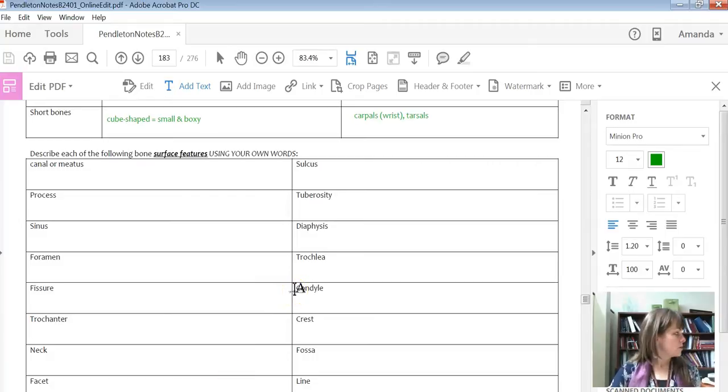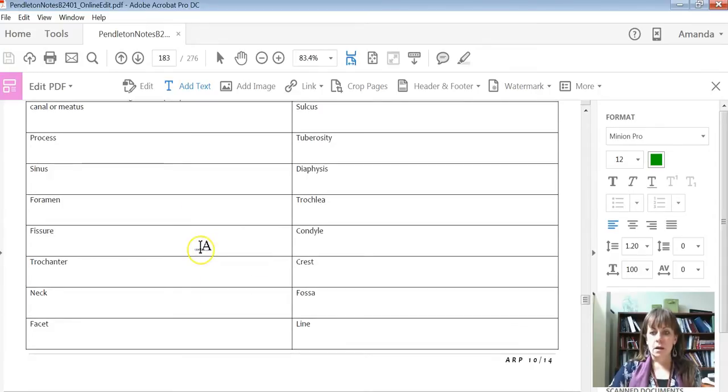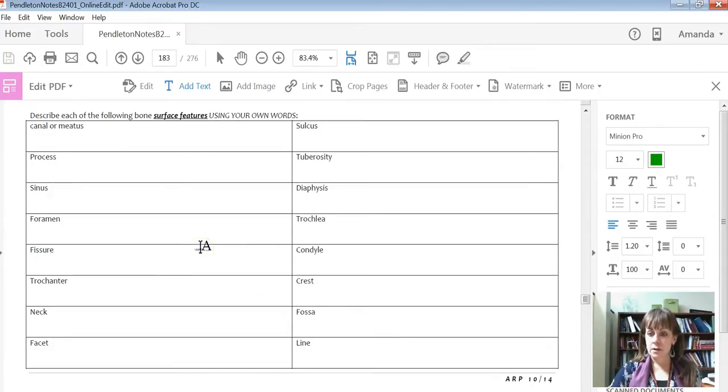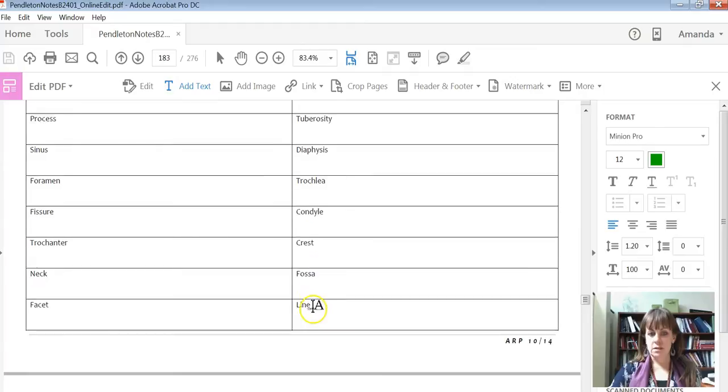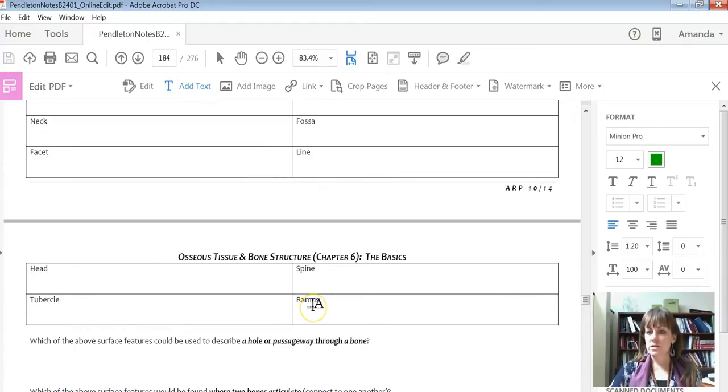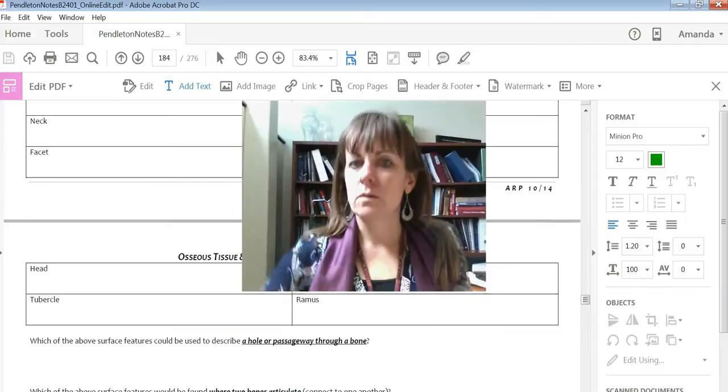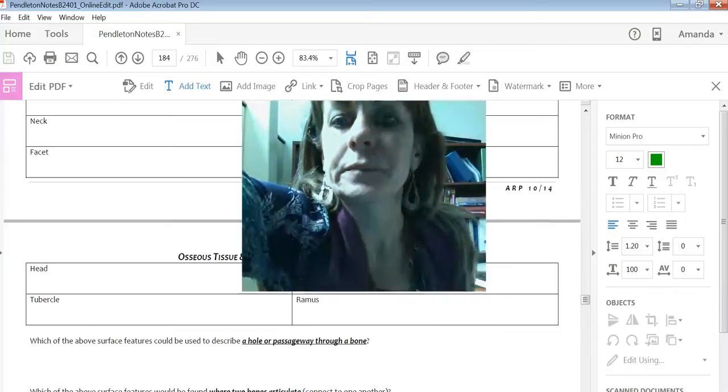I would encourage you, there's a great table on page 112 in your lab manual, and I would encourage you to first just see if you can write down the definitions of these different surface features. And just to explain what that is, let me go back to the screen where I'm showing you just me.